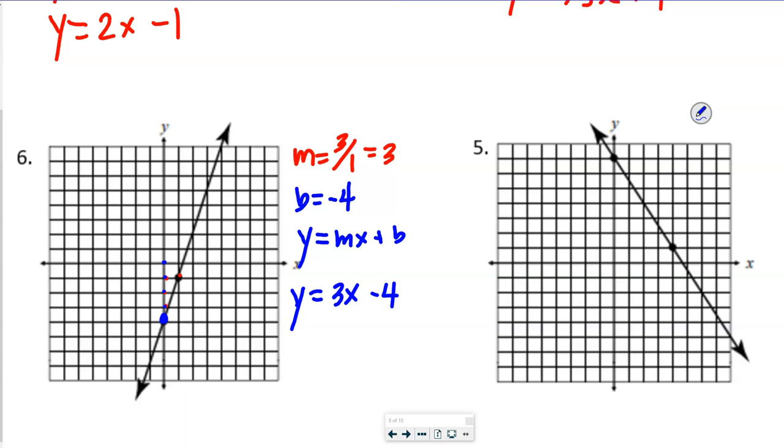Okay, so on this one, again, we're going to count. I'm going to count from this point. 1, 2, 3, 4, 5, 6. So 6 down, right? Negative 6 over 1, 2, 3, 4 over 4. So that reduces. So that's going to be negative 3/2. Negative 3/2. And it is falling from left to right, so that makes sense that our slope is negative, yes?